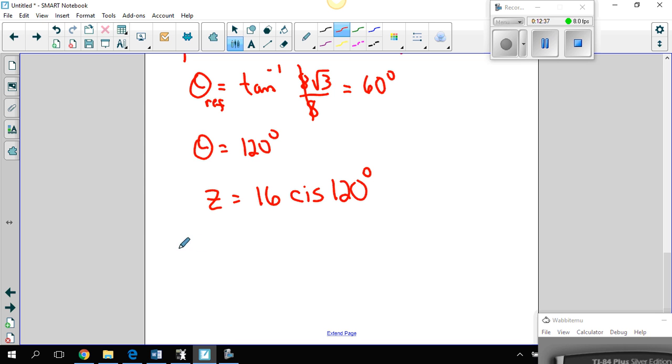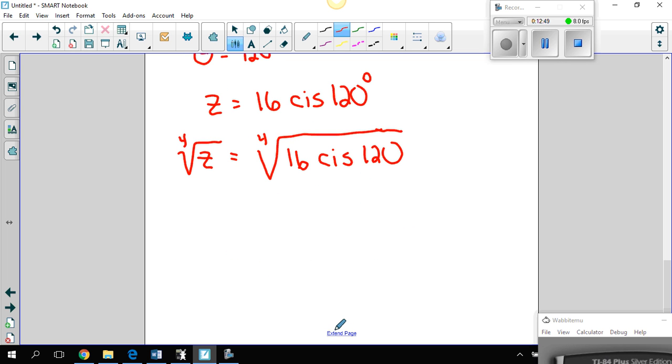Now let's take the fourth root of z, which is the fourth root of 16 CIS 120. Well, first of all, we know the answers are alpha equals 120 plus 360k over 4, which equals 30 plus 90k.